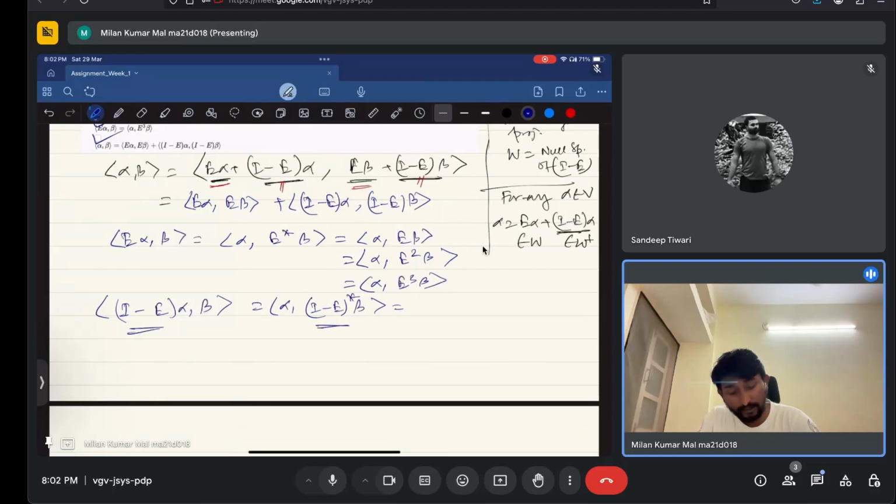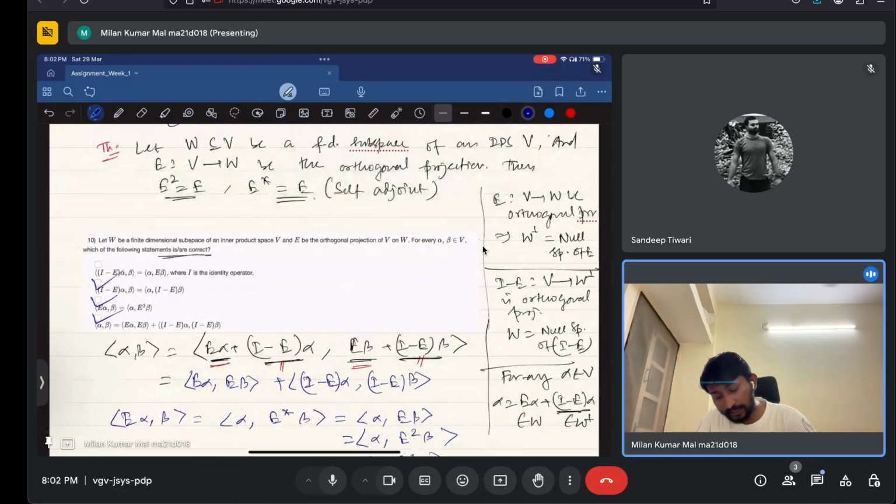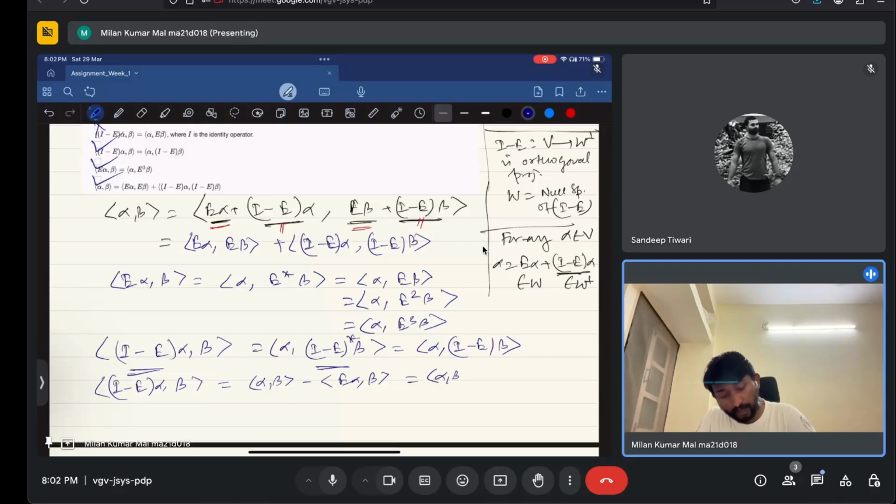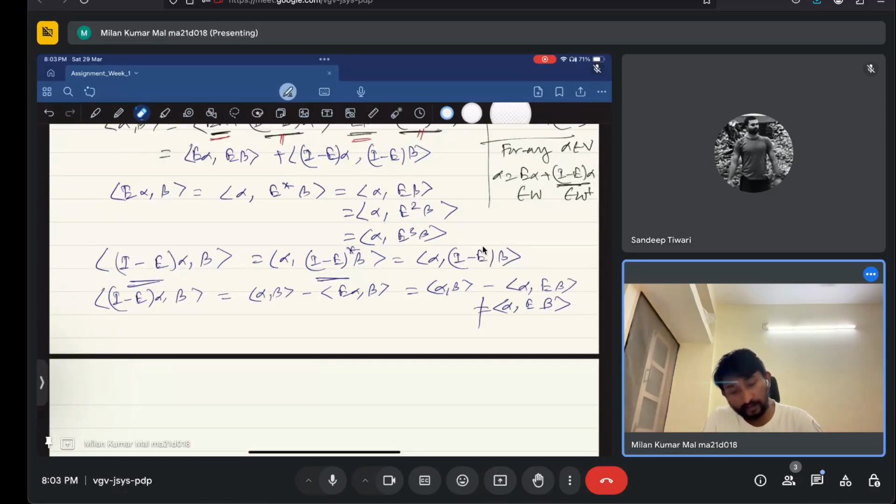This is the thing, because I minus E is self-adjoint, so this will be alpha with I minus E beta. So therefore, option C is correct and option B is correct, and option one will be false. Let's write I minus E whole alpha with beta. This can be written as alpha inner product beta minus E alpha inner product beta, right? But this can be written as alpha inner product beta minus alpha E beta. So that is obviously not always this one, right? Not always. It can be if alpha and beta are orthogonal. This is not always true.